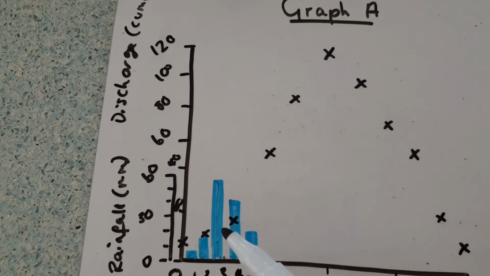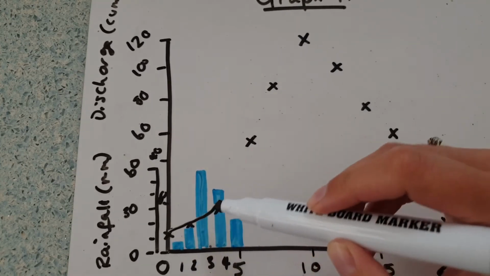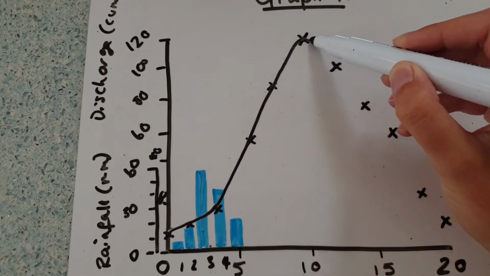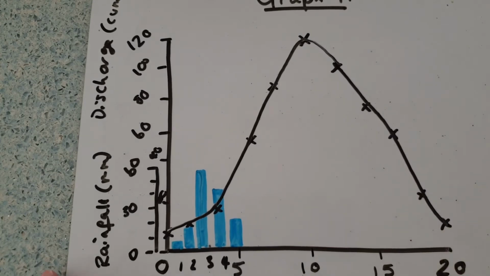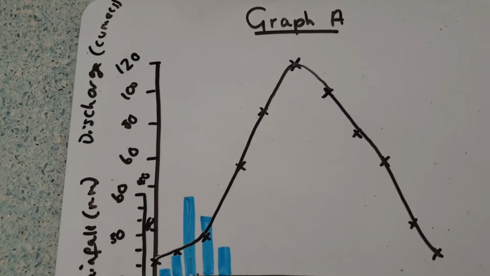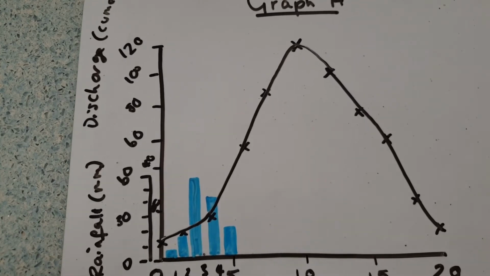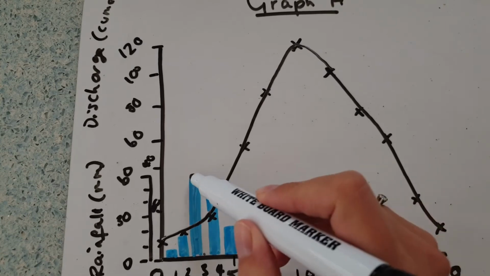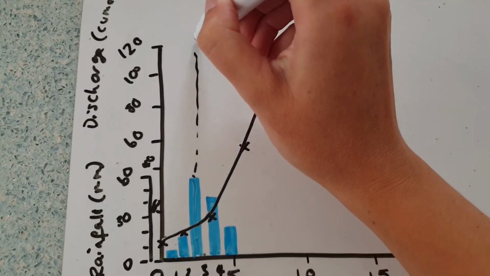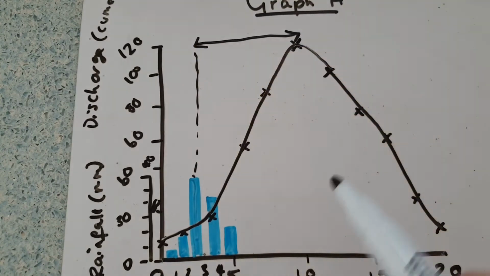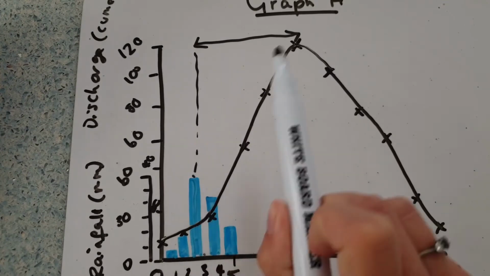Again, once you've got all your little crosses, all you need to do is just very roughly join them up like that. And there we go. There is our hydrograph for graph A. And again, I mentioned in the video before, there's a few things you can take from this. So if you go from your peak rainfall to your peak discharge, that length of time there is what we call the lag time. That's how long it takes for the water from the rain to reach your river.